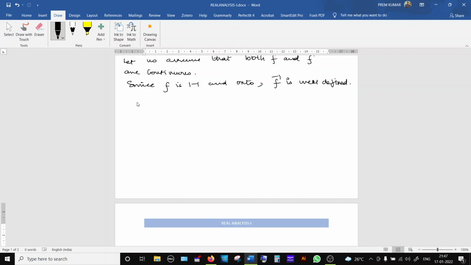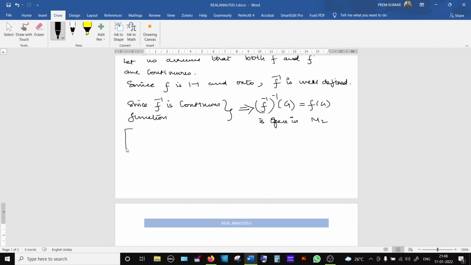Now, since f inverse is a continuous function, this implies that f inverse of G, which is nothing but f of G, is open in M2. I will tell what result we are going to use.